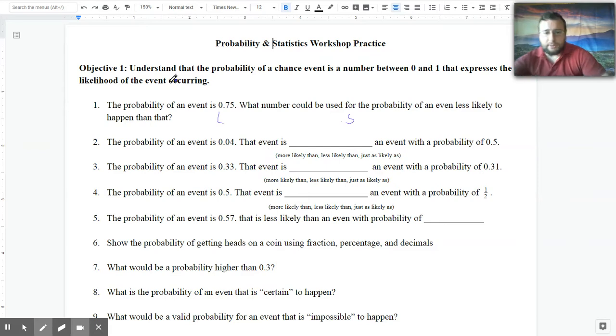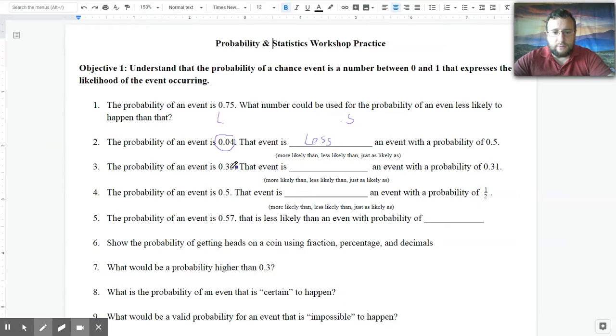Following in the same logic, the probability of an event is 0.04. Then there's another event that's 0.5. Which one is more likely? So that first event is less likely than the second event because it has a smaller value, right? So this is going to be less likely. So again, you judge the probability of the event and the likelihood of it happening by looking at the number. The closer it is to 1, the more likely.